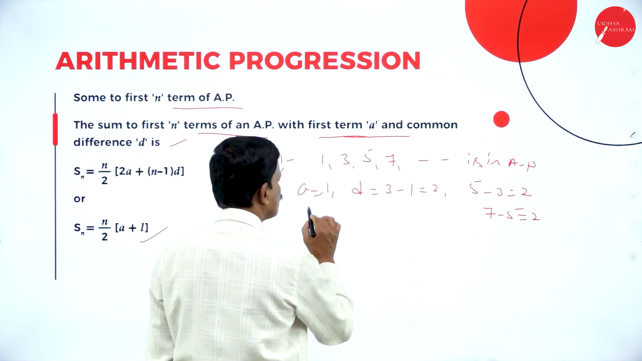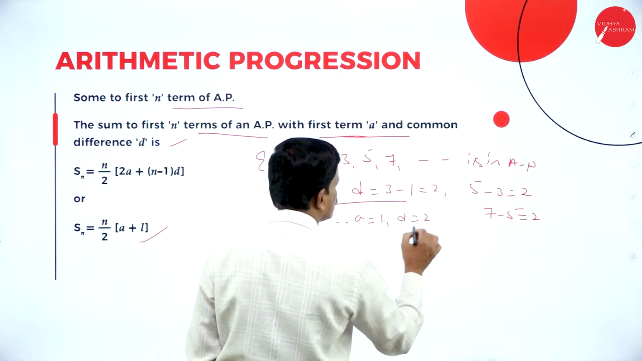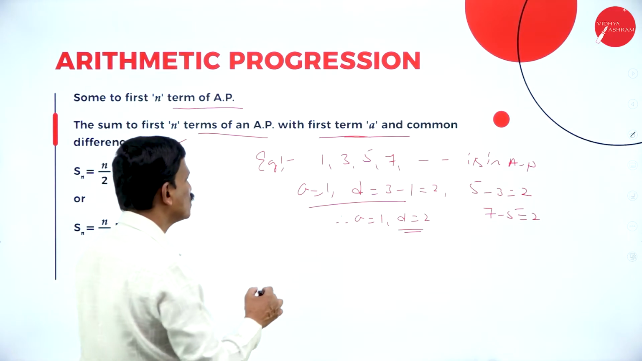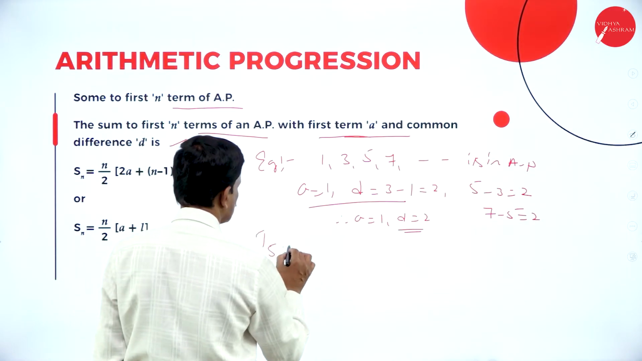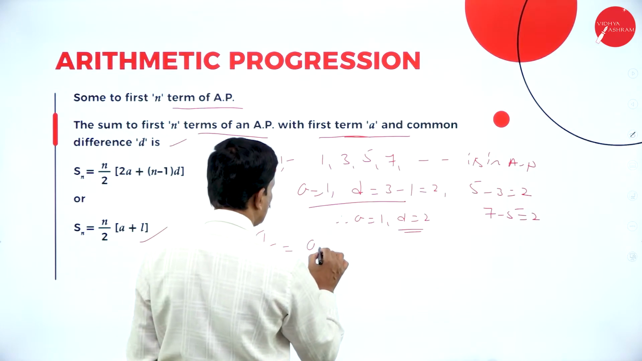So, A is the first term, A is 1 and the common difference D is equal to 2. Now, suppose you want to find the fifth term, Tn is equal to the fifth term of the AP. Tn is equal to, what is the formula we are going to use?